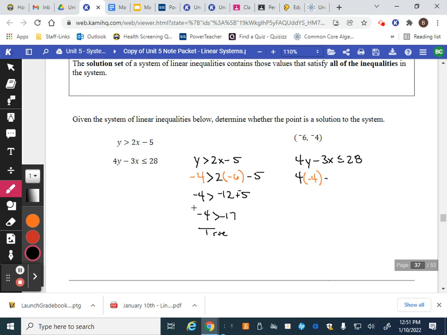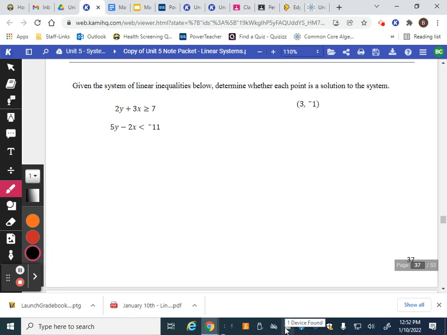Plugging those same x and y values in. Four times -4 is -16. -3 times -6 is +18. So -16 plus 18 is 2, and that is less than or equal to 28. So that's also true. So that point, -6, -4, is a solution to the system because it fits both.